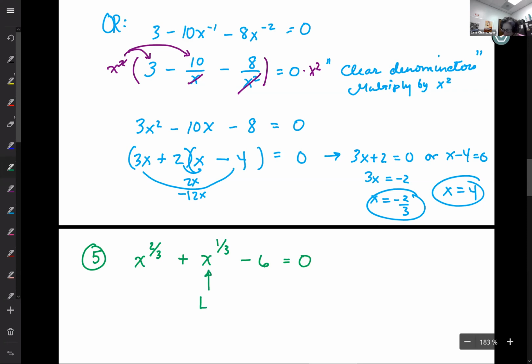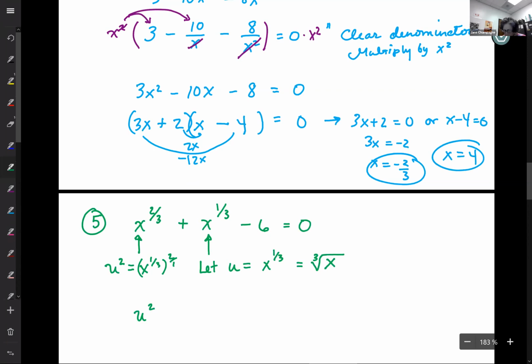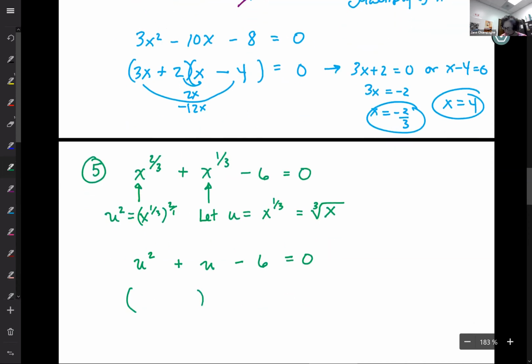So we're going to let u equal the middle guy, x to the 1/3, which remember is the cube root of x. Because then this right here is u squared. Because x to the 1/3 squared, power to a power you multiply, 1/3 times 2 is 2/3. So you get just u squared plus u minus 6 equals 0. Nice, easy quadratic equation that factors.